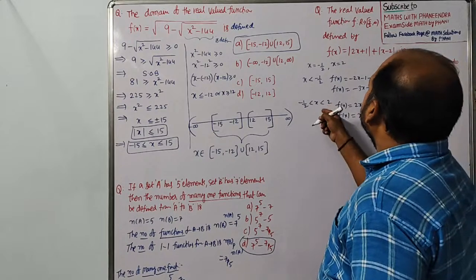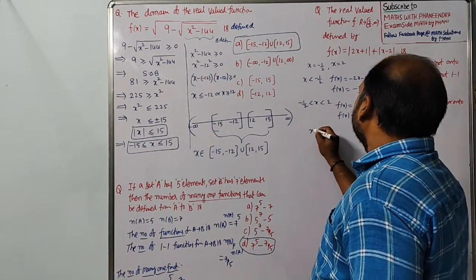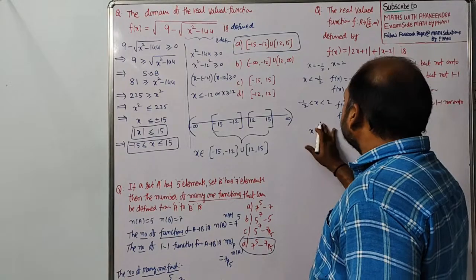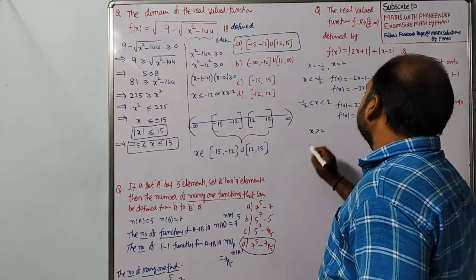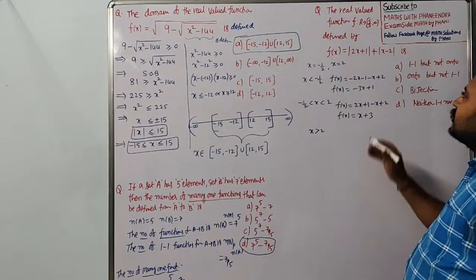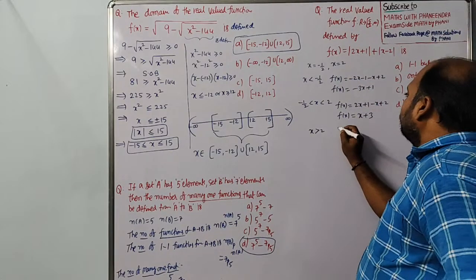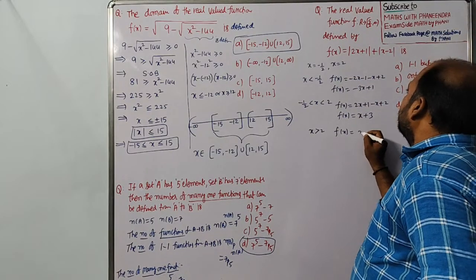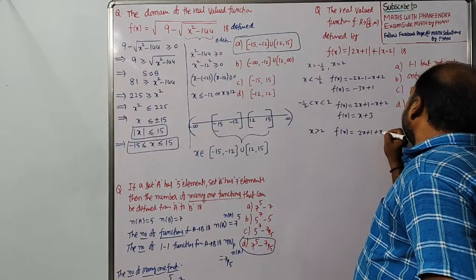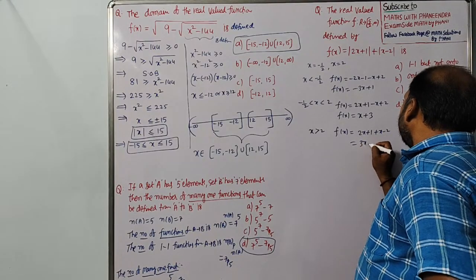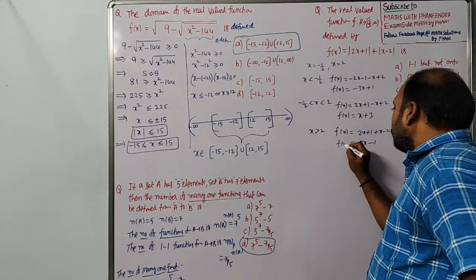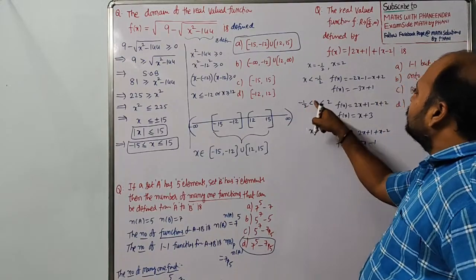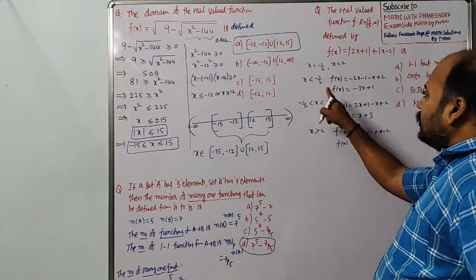Next, x is greater than 2, you take it. X is greater than 2 means all positive will come. f of x is equal to 3x plus 1 plus x minus 2, that is equal to 3x minus 1, when x is greater than 2. So minus 1 by 2 and 2.